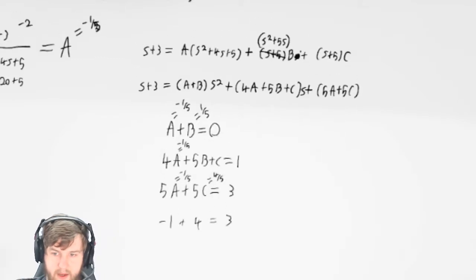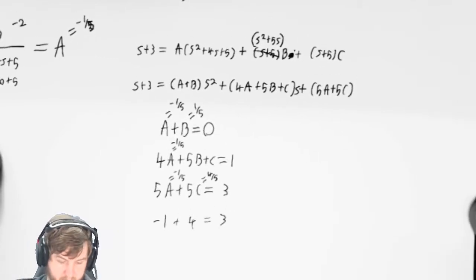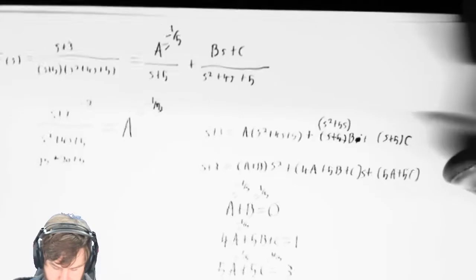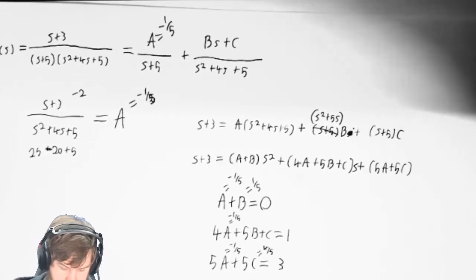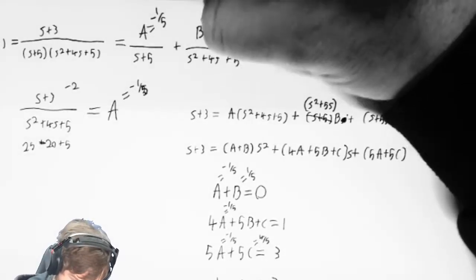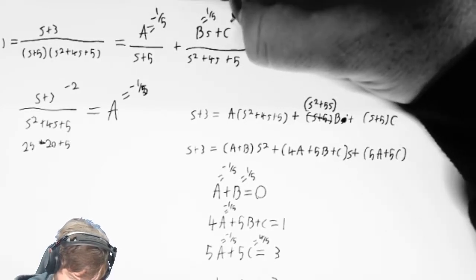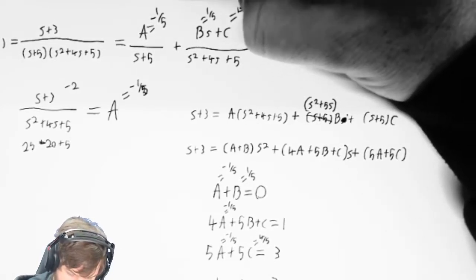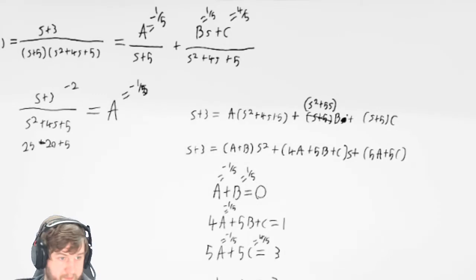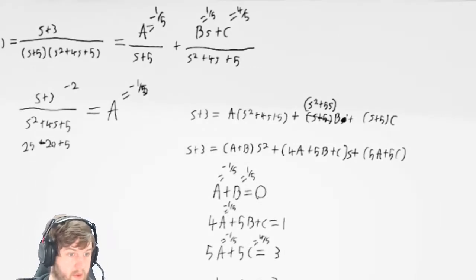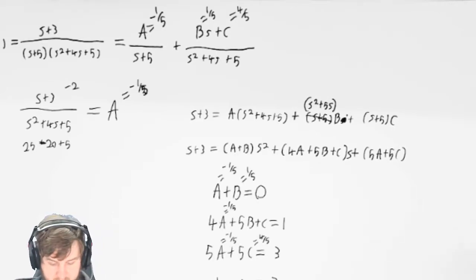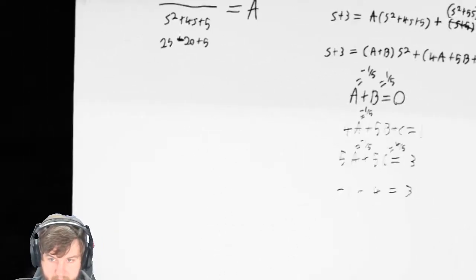Yep, and that looks right. So let's go back up here. So we determined that B is equal to 1/5, and C is equal to 4/5. Alright. So now let's write that out and try to find the inverse Laplace transform of that.